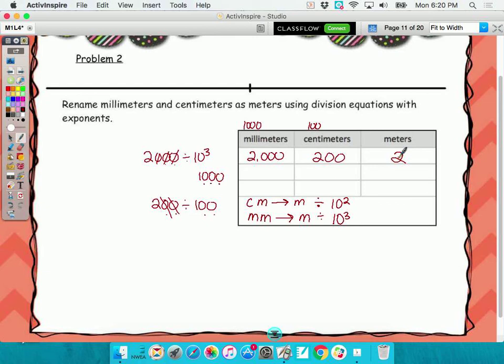Okay, so let's try that with a different number this time. I'm going to put one up there we haven't done yet. Let's try it with 2,600 millimeters. So if I have 2,600 millimeters, how can I figure out how many meters I have? Well, if I go from millimeters and rename to meters, divide by 10 to the third, which is what number? 1,000.